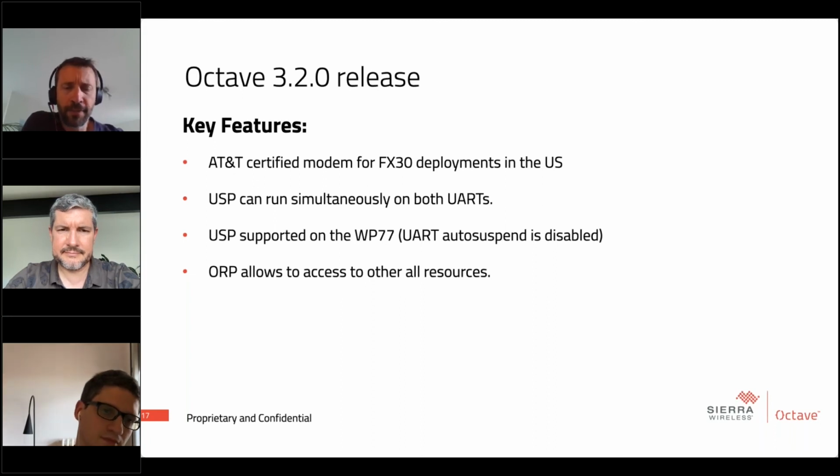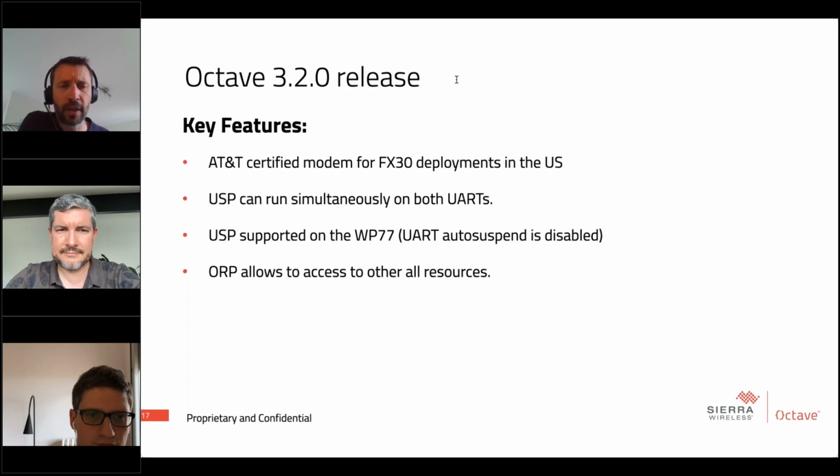Something we also updated is USB support on the WP77. It was already implemented, but the WP77, the standalone module, had in the previous version, 3.1, an auto suspend feature on the UART to save power drain. In some cases this would interrupt, or need wake up frames from the USB client to get things going through. Now we can disable auto suspend, so you can have USB working flawlessly on WP77.